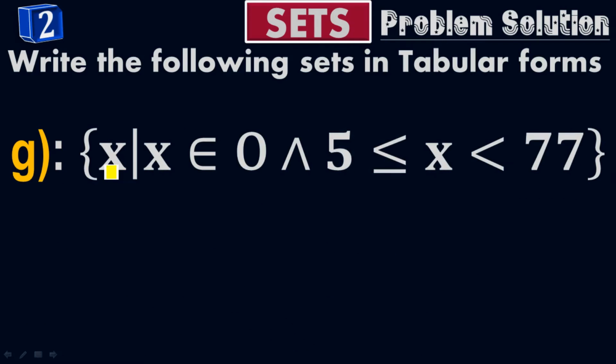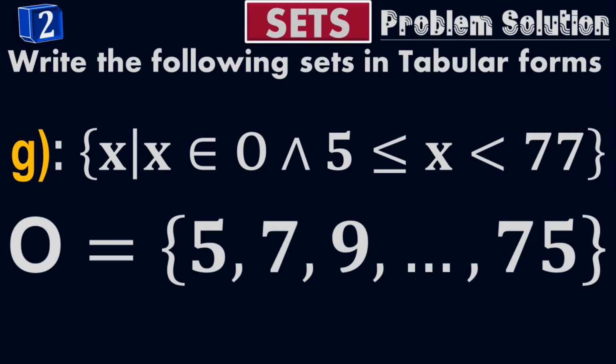Part G, which is a set of all x such that x belongs to odd numbers and x is equal to and greater than 5, less than 77. What will be the set builder form? This is going to be the set builder form, which is O equals 5, 7, 9, 11, 13, 15 up to 75. Because remember, x is less than 77. So the next value lesser than 77 will be 75.